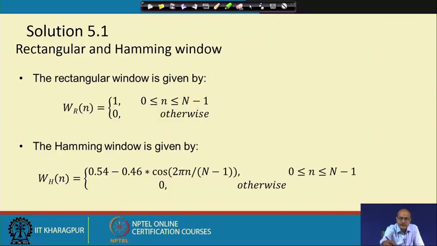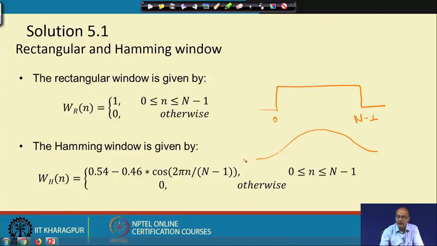The rectangular window is a very simple window that rises to 1 and again goes to 0. It starts at sample value 0 and has magnitude 1 up to sample N minus 1. So for N samples it has amplitude 1, and beyond that it becomes 0. On the other hand, the Hamming window is a little different. It has a hump kind of structure. On both sides it is 0, and within 0 to N minus 1 samples it peaks and again comes down, and the equation is given here.